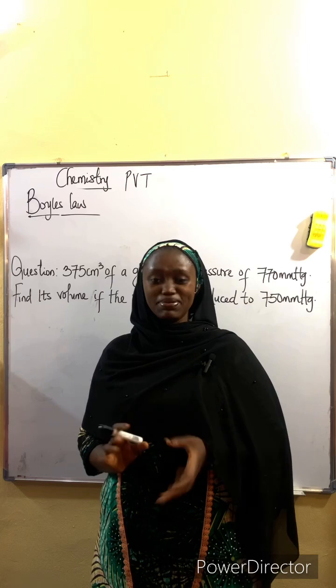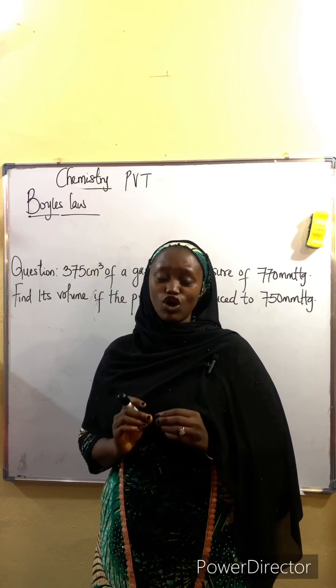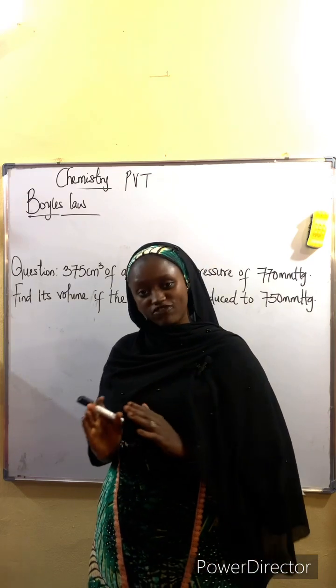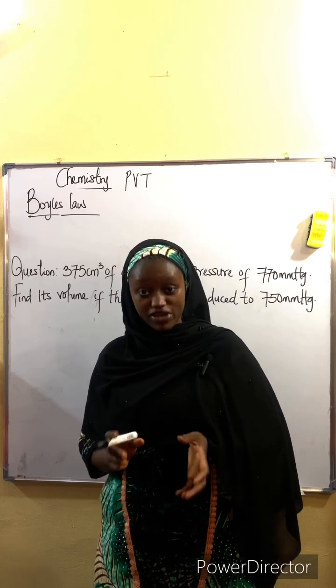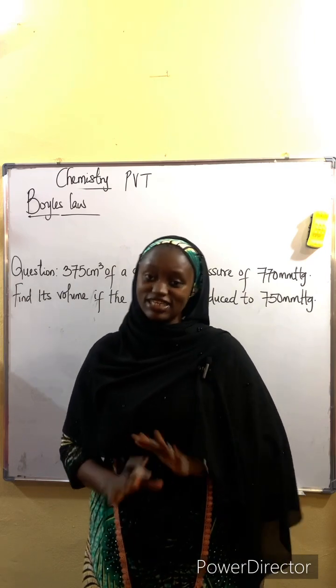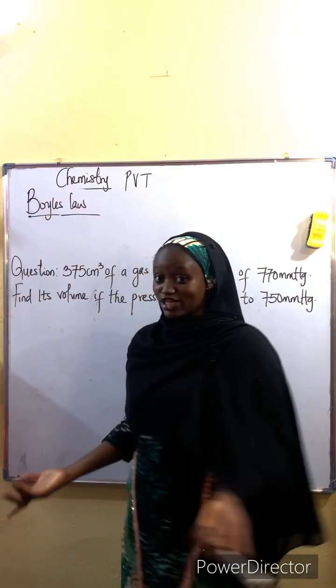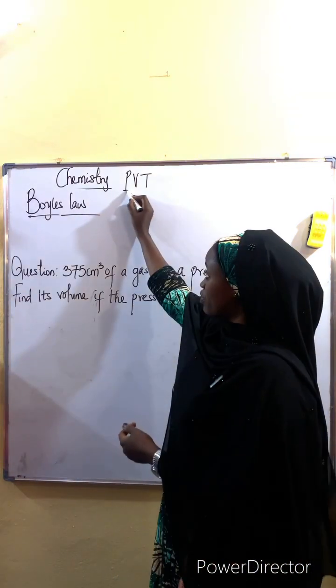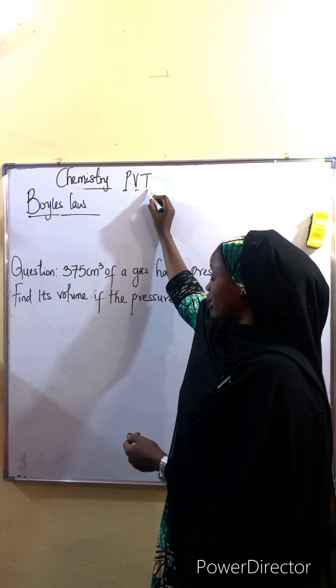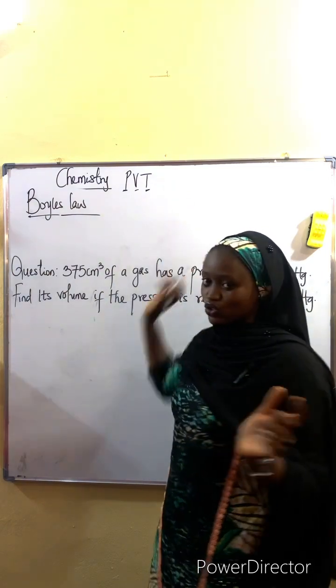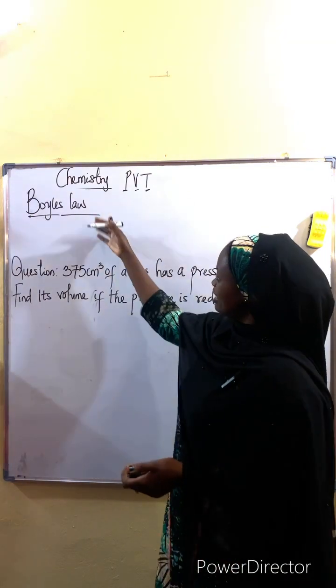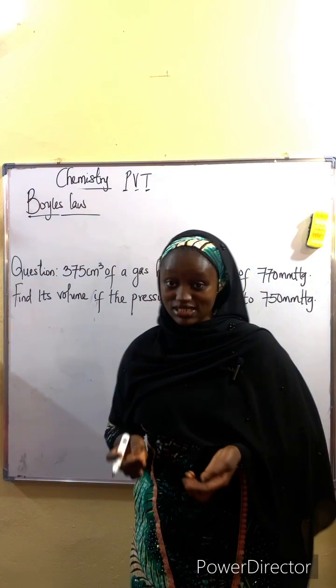Boyle's law simply states that the volume of a given mass of a gas is inversely proportional to the pressure provided that the temperature remains constant. Under this, what I just stated, you heard me say pressure, you heard me say volume, and you also heard me say temperature. So let's write out Boyle's law mathematically.